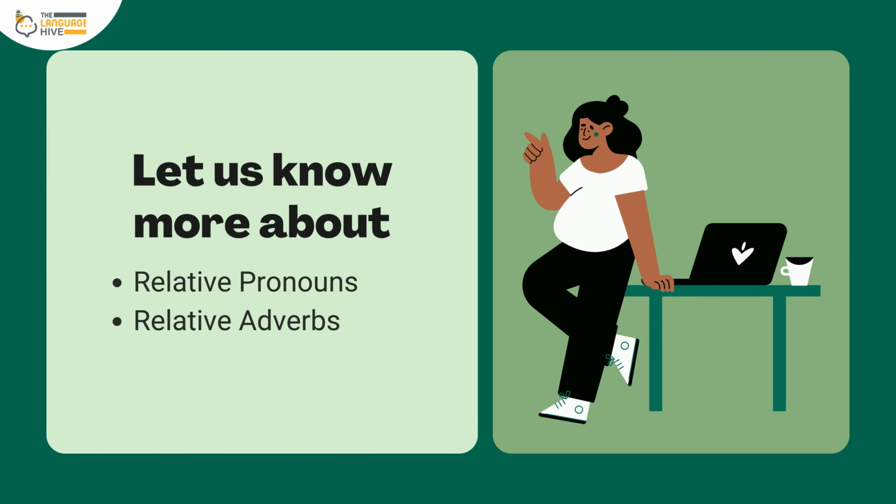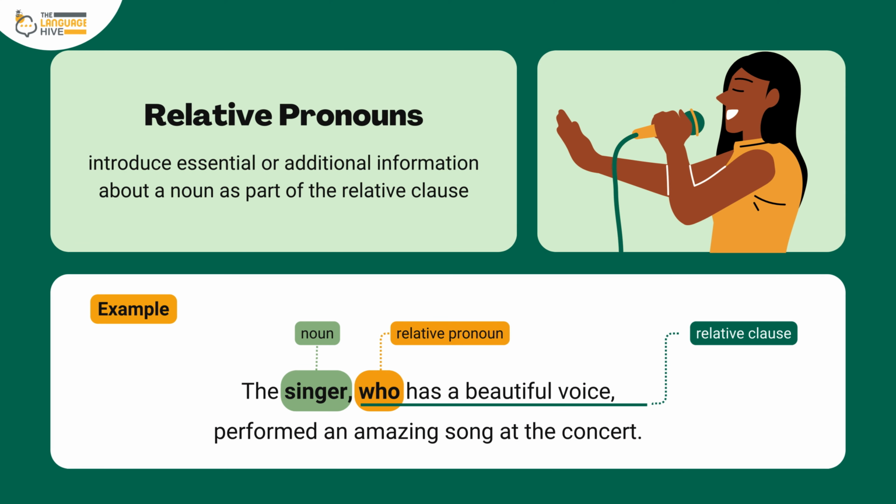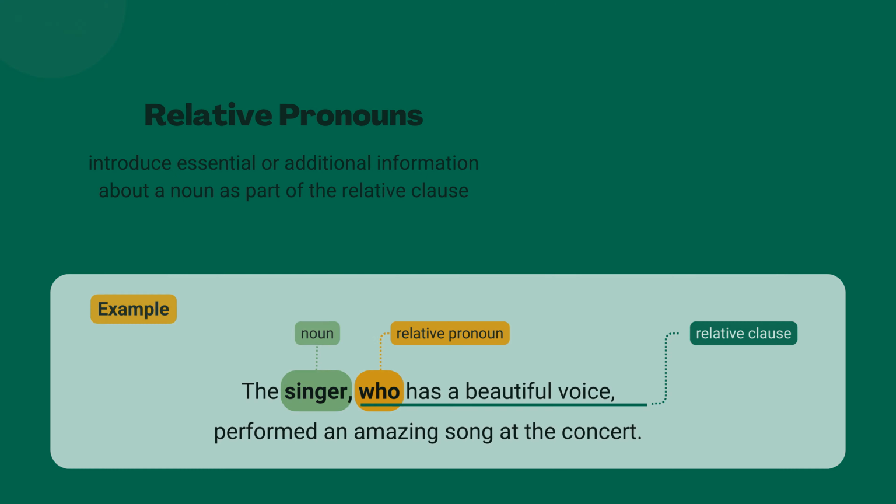Let us know more about relative pronouns and relative adverbs. Relative pronouns introduce essential or additional information about a noun as part of the relative clause. Example: The singer, who has a beautiful voice, performed an amazing song at the concert. Here, singer is a noun, who is a relative pronoun, and who has a beautiful voice is a relative clause.